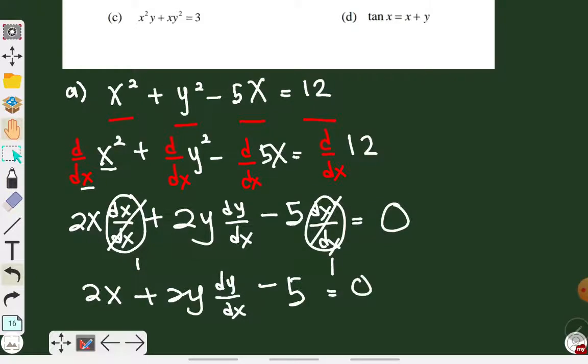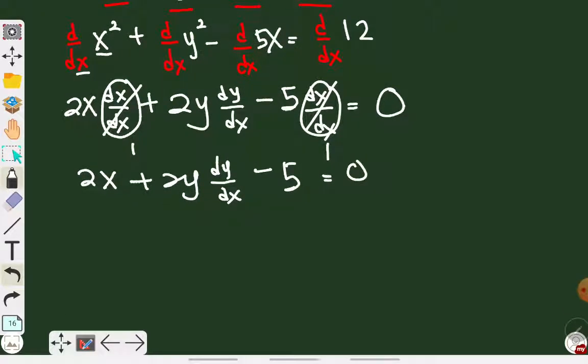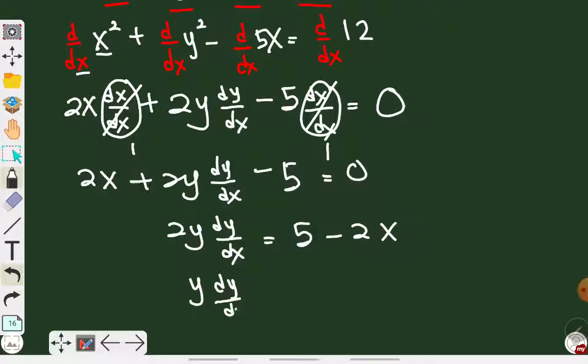Next procedure is, of course, you have to simplify this and answer the question. What you have to do is move the non-dy dx part away from the 2y dy dx. So this equals, this is negative 5, so you have positive 5, and this is 2x, now it is minus 2x. Finally, you have 2y dy dx equals 5 minus 2x. This is multiplied by 2y, so to cancel the multiplication we divide by 2y.